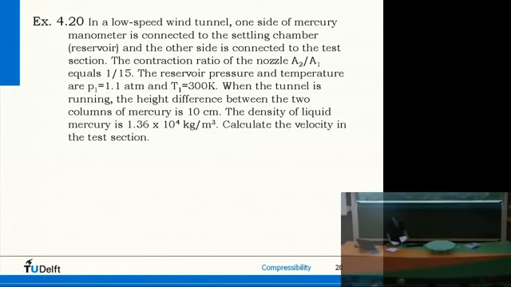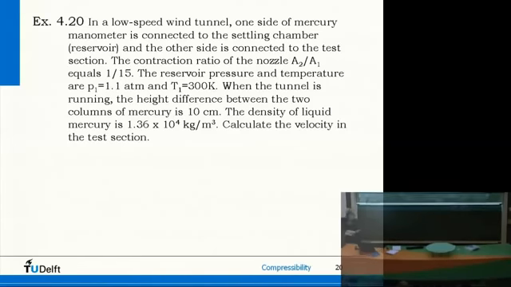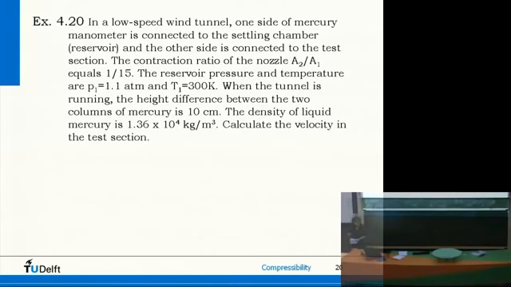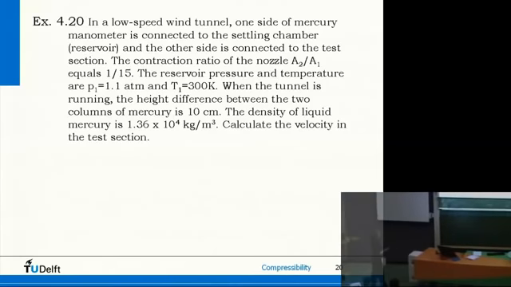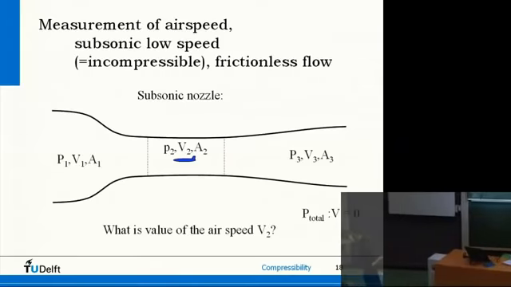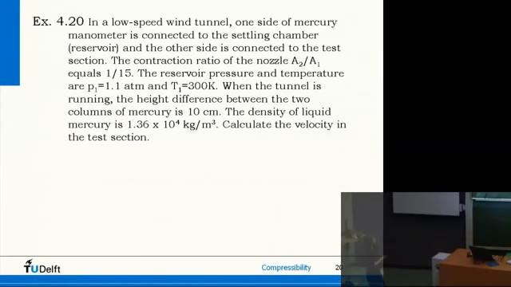and that's example 4.20. In a low speed wind tunnel, we put a manometer, actually a mercury manometer, and we connect it to the settling chamber, the reservoir, and the other side we connect it to the test section. The contraction ratio of the nozzle is given, 1/15, so that's the area ratio. The reservoir pressure and temperature are given, and the height difference of mercury is given, where one side was connected to the settling chamber and the other side to the test section. Density of the mercury is given. So the question: calculate the velocity in the test section.